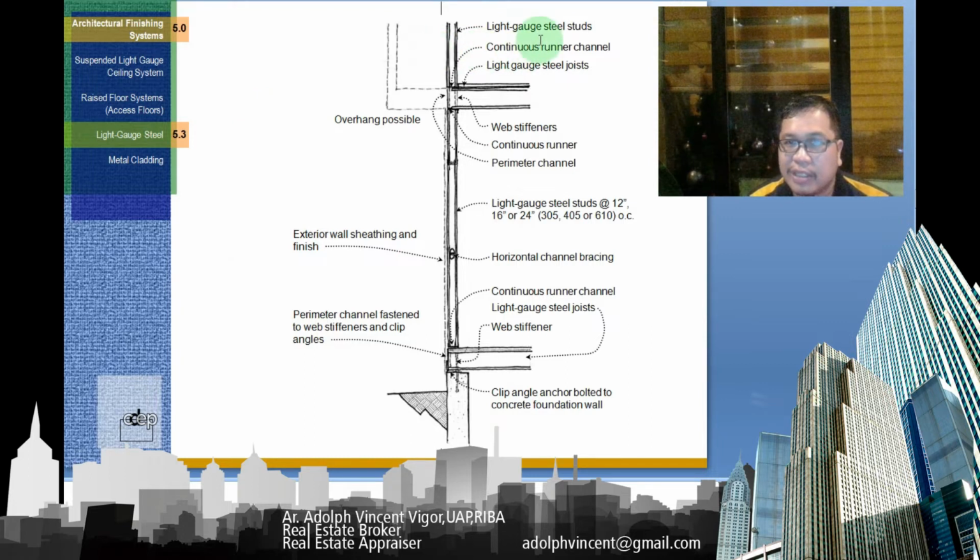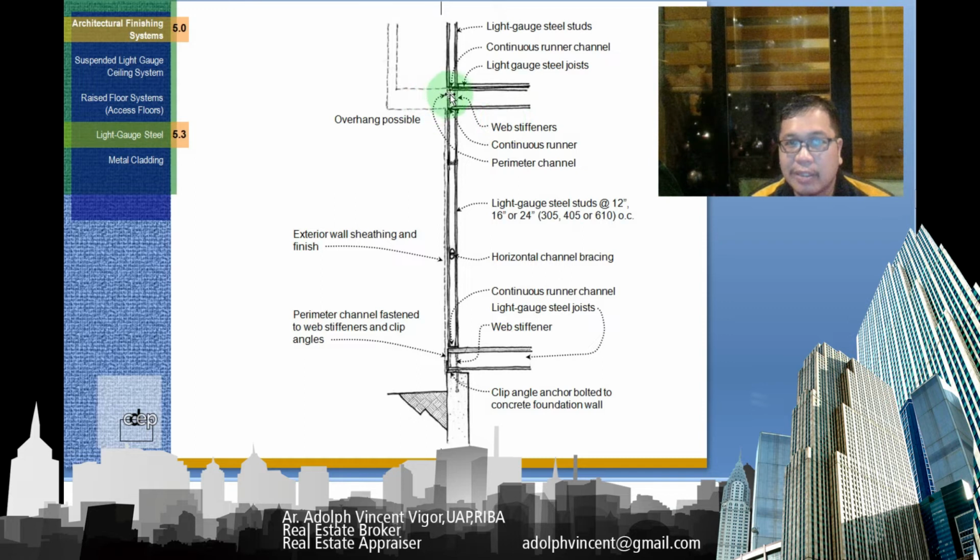Okay, so as you can see, this is an example of a detail of a section. So this is your light gauge steel studs. This is your continuous runner channel. This is a light gauge steel joist. So when you say joist, it's equivalent to a small beam.